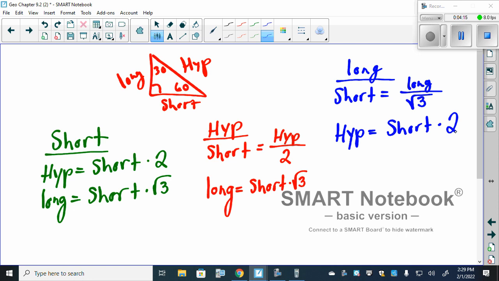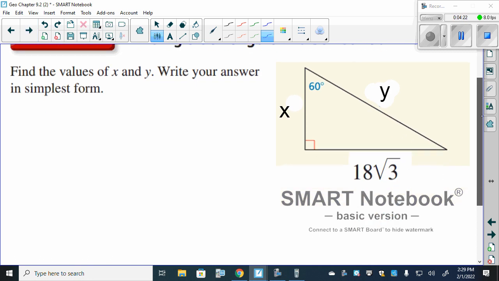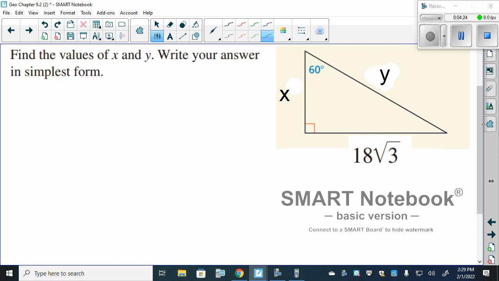Okay, now let's look at our first example. Now these here and all the ones that we're looking at today are going to be mainly focused on the setup where we're given the long side length, because that's the only one we didn't cover. So when we look at this here, we know that 18 square root of 3 is going to be the long leg.